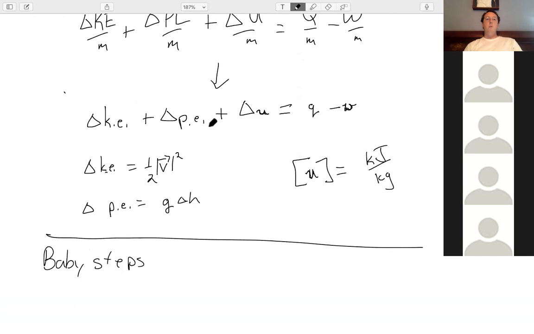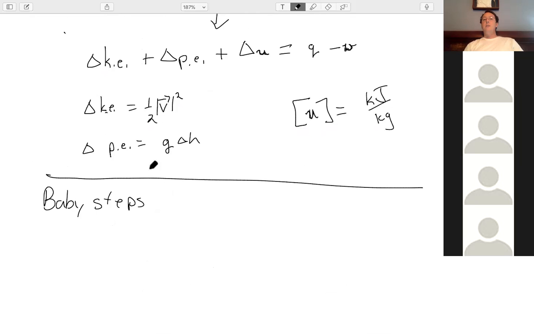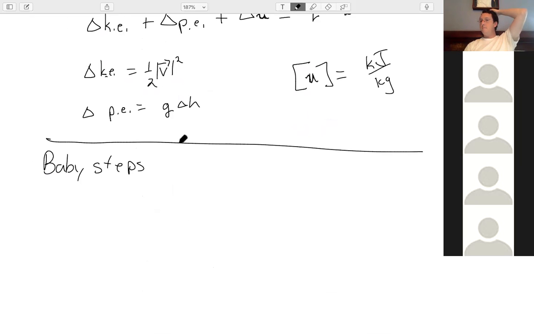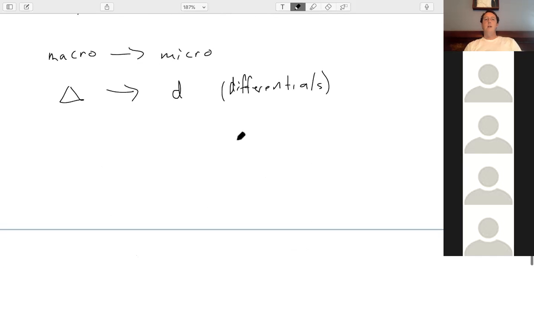The way I wrote the first law, either with extensive form or intensive form, is with deltas, big changes, macroscopic changes, measurable amounts. That's fine, but for a lot of derivations, it's useful to write expressions with baby steps. Now, that sounds really easy, and it's not too bad, but we have to be a little careful. Normally, when we want to go from macro to micro, you basically just change deltas to d's, for differentials. That's what you would do in a math class, for example. Here it's just a tiny bit more complicated.